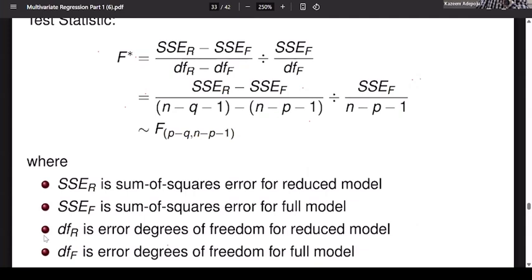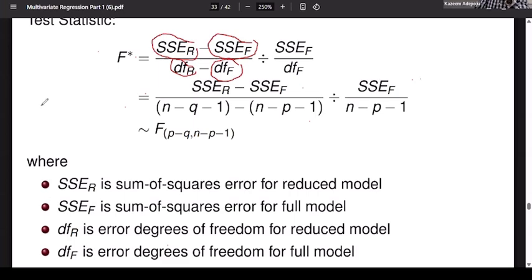The first one is the sum of square error for the reduced model. When I say reduced model, I mean the simpler model with fewer number of predictors. This is the sum of square error for the full model, that is, the complicated model. And of course, this is the corresponding degree of freedom. We have degree of freedom for the reduced model, degree of freedom for the full model.